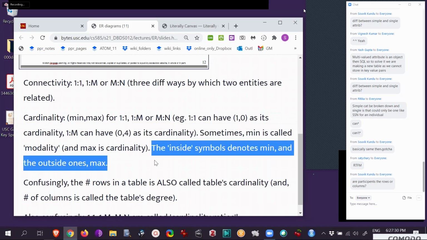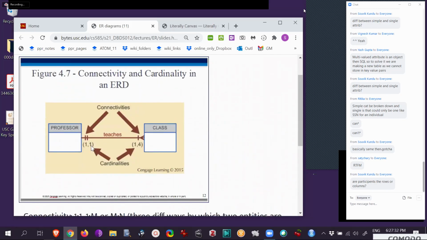The inside symbols are the minimum, outsides are the maximum. Minimum, minimum, maximum, maximum. Wow, what does that even mean? A class should have a minimum of 1 professor that teaches it. A professor should teach a minimum of 1 class every term. Okay? This professor's minimum is here. Class's minimum is here. A professor can teach a maximum of 4 courses. Okay? Again, maximum goes here.